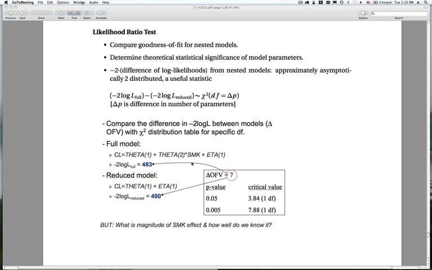And I illustrated this earlier in the course, where we show an effect on clearance, a smoking effect here. It drops the objective function to 483, but the reduced model without smoking has a minimum objective function of 490. That's a delta of 7, which is significant at 1 degree of freedom and p less than 0.05. But it's not if you're doing multiple comparisons and you adjust for that. But really what's more important is how big is that smoking effect? How well do we know it? So what's the point estimate? What's the interval for the difference between smokers and non-smokers?